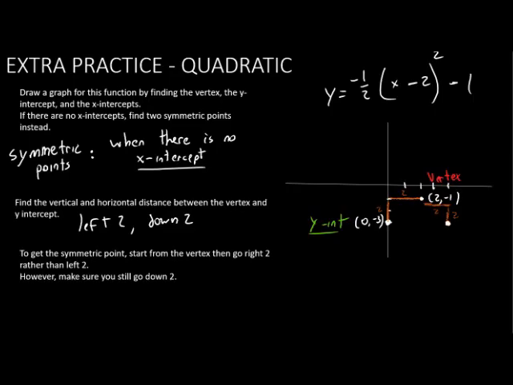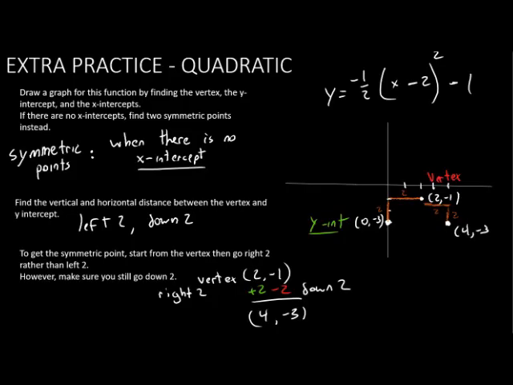If we want to find where that's located, again, we'll start from the vertex and make a note that we've gone right 2, then down 2. If we go right by 2, this will increase our x by 2, but if we go down 2, that will lower our y by 2. If we do our math, our new point will be 2 plus 2 on the x is 4, and -1 minus 2 on the y is -3. That will be our symmetric point.